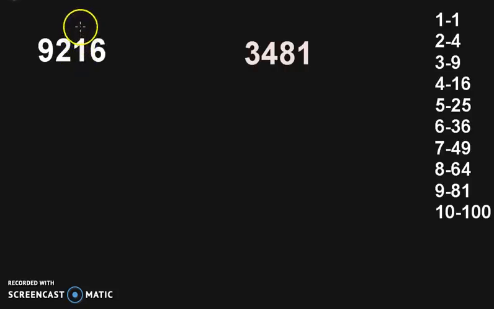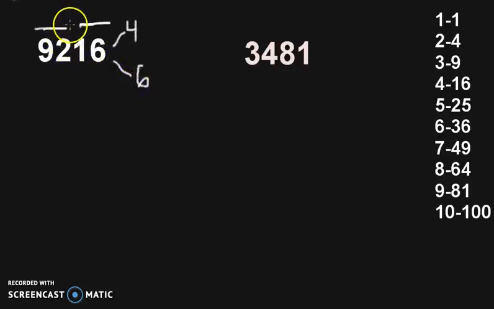So first, break this into 2 parts. So it's these 2 and these 2. And since this part ends in 6, you will find what else ends in 6. And right here you can see that the square root of 4 ends in 6, and the square root of 6 ends in 6. So you'll just write those numbers like this: 4, 6.